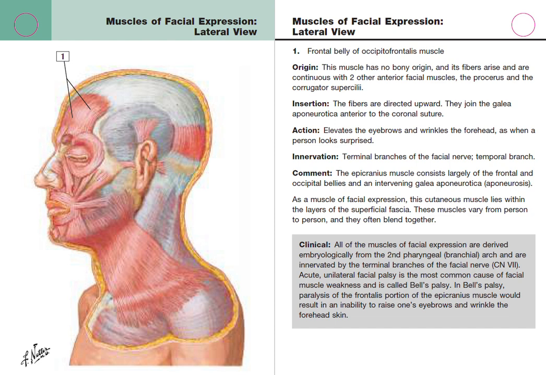Acute unilateral facial palsy is the most common cause of facial muscle weakness and is called Bell's palsy. In Bell's palsy, paralysis of the frontalis portion of the epicranius muscle would result in an inability to raise one's eyebrows and wrinkle the forehead skin. Again, this is the frontal belly of the occipitofrontalis muscle.